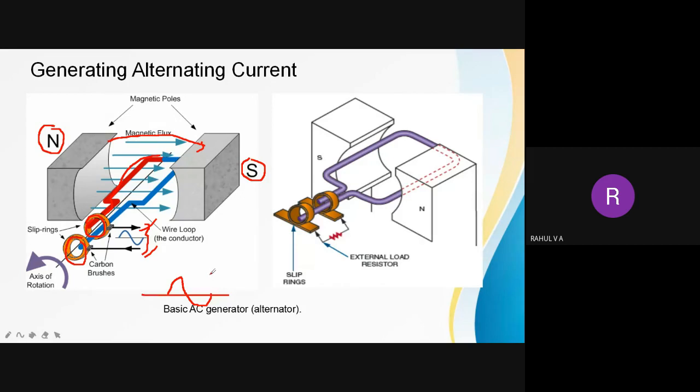So how to generate alternating current? There will be a magnet, north pole and south pole. Flux will be flowing from north pole to south pole, and we are keeping one conductor or coil in this magnetic flux. If you keep it stationary, nothing will happen. When it is rotating, the flux linkage will be changing with respect to the conductor. So when there is a change in flux linkage, EMF will be induced in the circuit. With the help of slip rings, you will be getting this output.